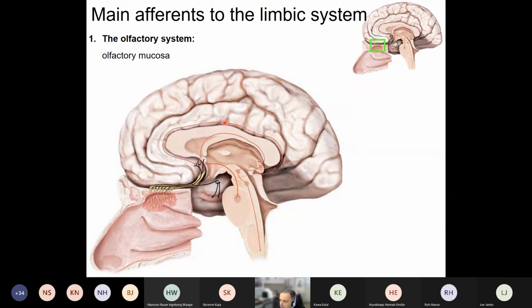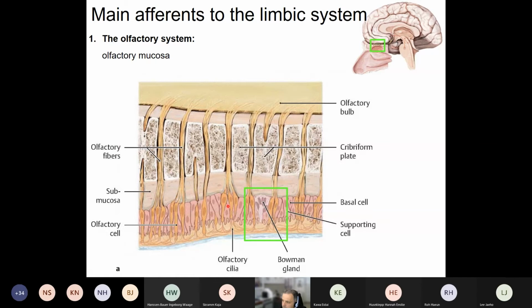So the olfactory mucosa, that is already something you are familiar with. It's in the upper part of the nasal cavity where you have olfactory epithelium. And in this olfactory epithelium, we have olfactory epithelial cells. They are the so-called primary sensory cells.